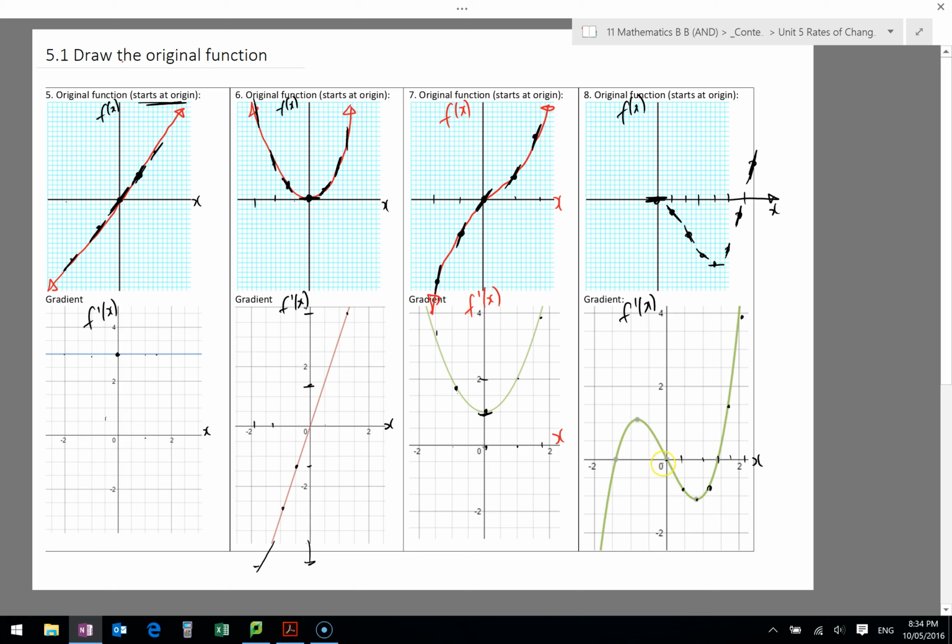What about the negative x-axis? So from the 0, move across a little bit, I've got a positive gradient. So the only way I'd have a positive gradient would be if I came from below, my gradient gets more positive. It gets steeper, then it becomes less positive, until finally it becomes flat.